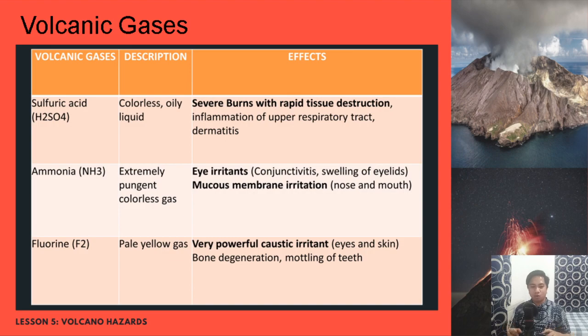And also, we have your fluorine. Fluoride is good for your bones. However, an increase in the chemical content of fluoride, leading to the formation of fluorine, may also cause a very powerful caustic irritant. It may irritate your eyes and skin as well as cause bone degradation. Fluoride whitens the teeth, but fluorine can damage your teeth. There is bone degradation or mottling of teeth. Sometimes it may lead to yellowish discoloration and then degradation. That is your fluorine.